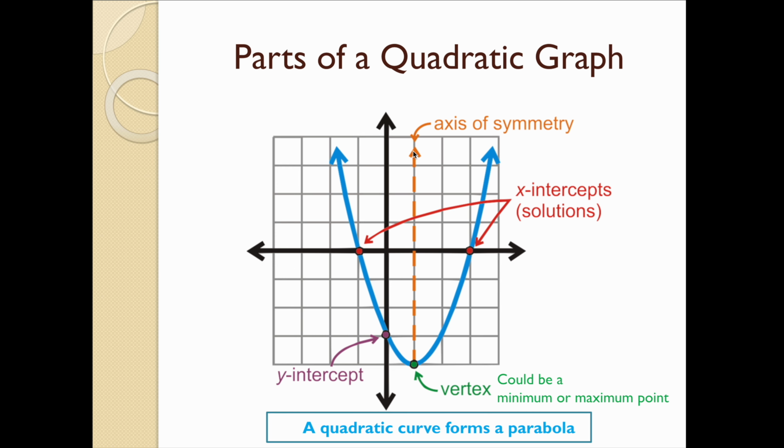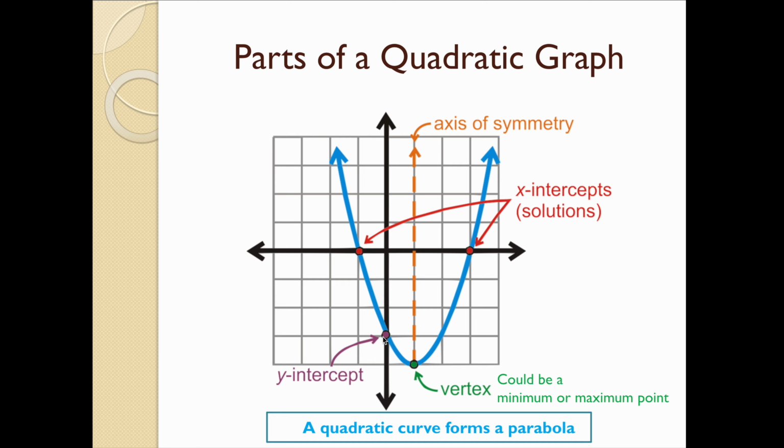Now, the line of symmetry is essentially the line that divides a shape so that the two sides look like a reflection of each other across that line. Imagine this was a mirror, and this piece here looks like a reflection of this piece over here relative to the mirror. That's why we call this the axis of symmetry.